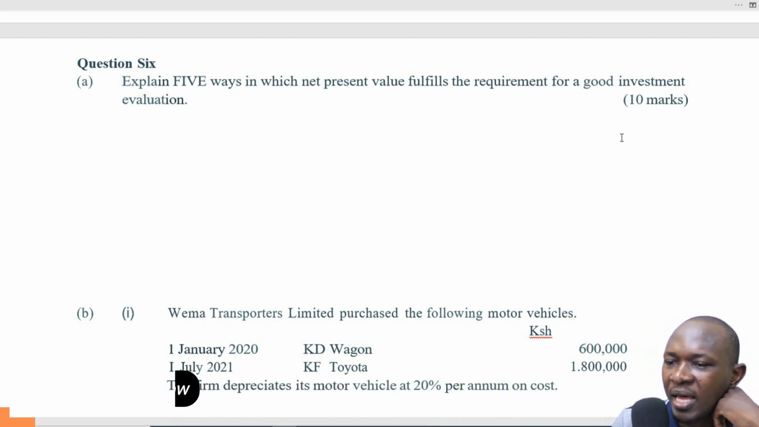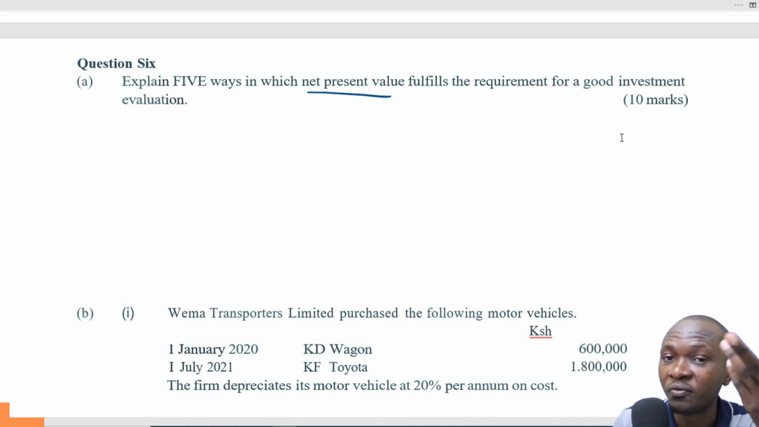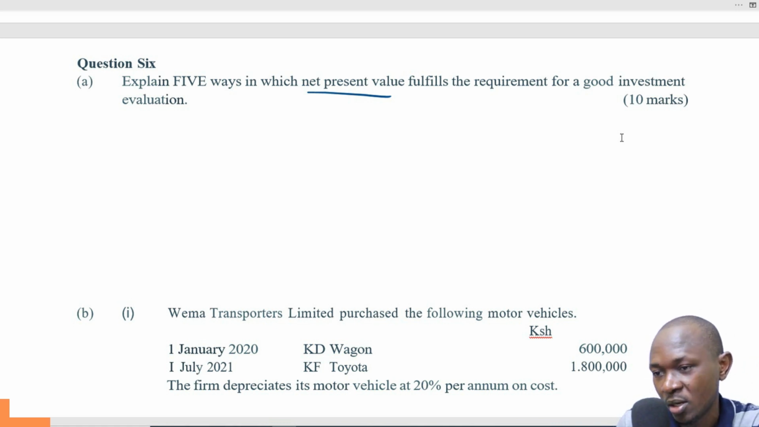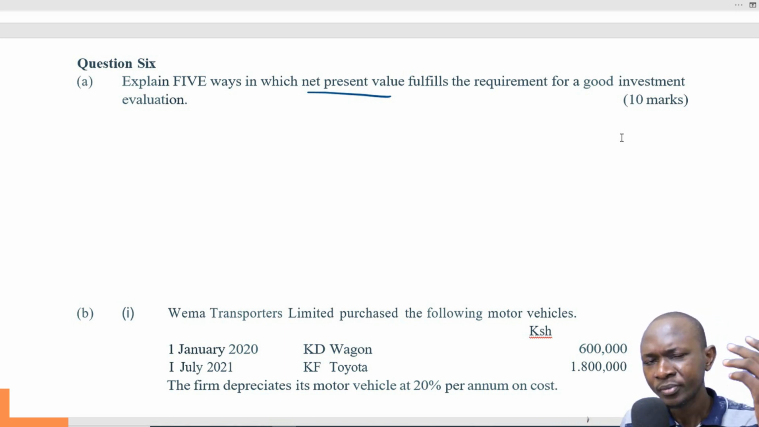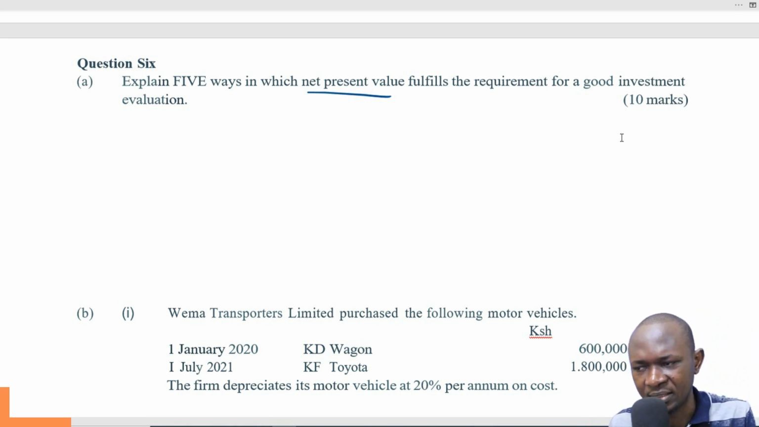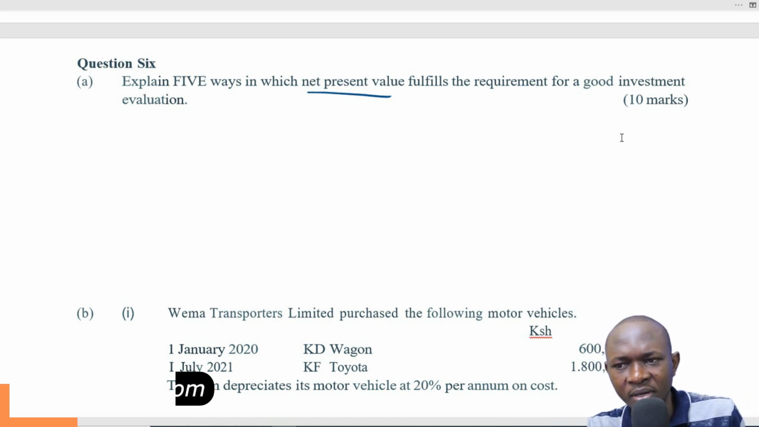Now, we have so many other tools that are used in appraising investment. NPV is just one of them, but so far the most adopted one, the most embraced one, because of the advantages that it has. And perhaps that's why the question is asking, explain 5 ways in which NPV fulfills the requirements for good investment evaluation. What are the advantages, the benefits it has over the others?